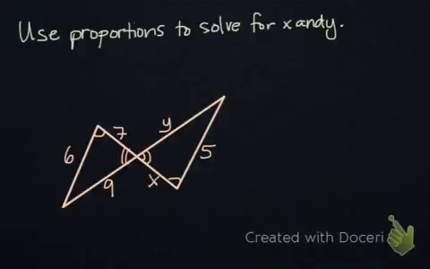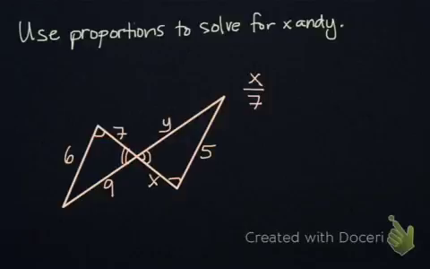Okay, use proportions to solve for x and y. So we have two similar triangles. With this one, you have to make sure that you're matching up corresponding sides. We'll start with the sides that share 2 tick marks, and that would be x, which goes with 7. So we know that x goes with 7, and then we can look at y.